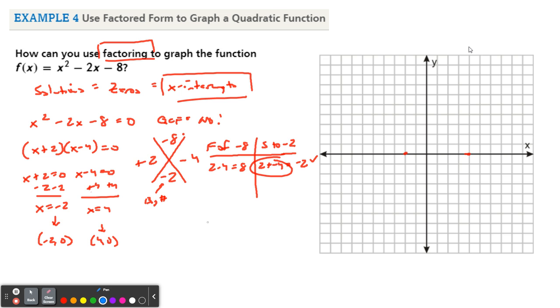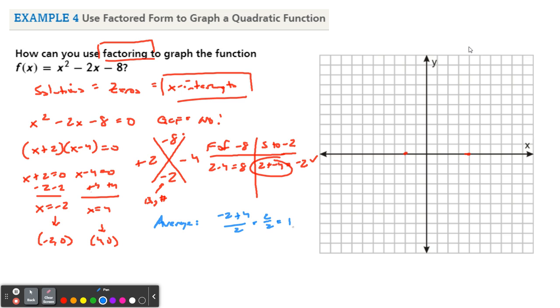Now, the most important point of any parabola is the vertex. But what's nice about the idea of parabolas and symmetry is that because you have your 2 x-intercepts, your vertex will be right in the middle. Your axis of symmetry will be right in the middle. So you can take the average of these 2 numbers: you're going to add -2 plus 4 and divide by 2. That's 2 divided by 2, that's 1.